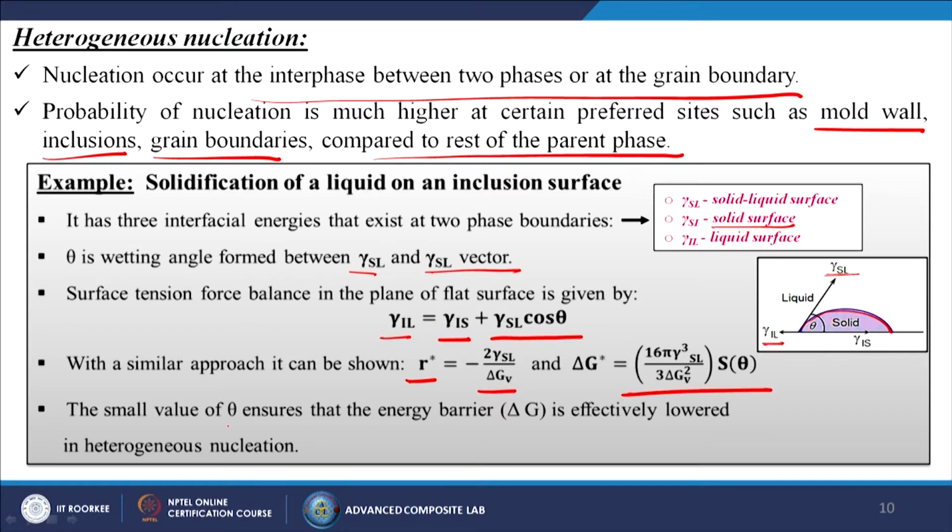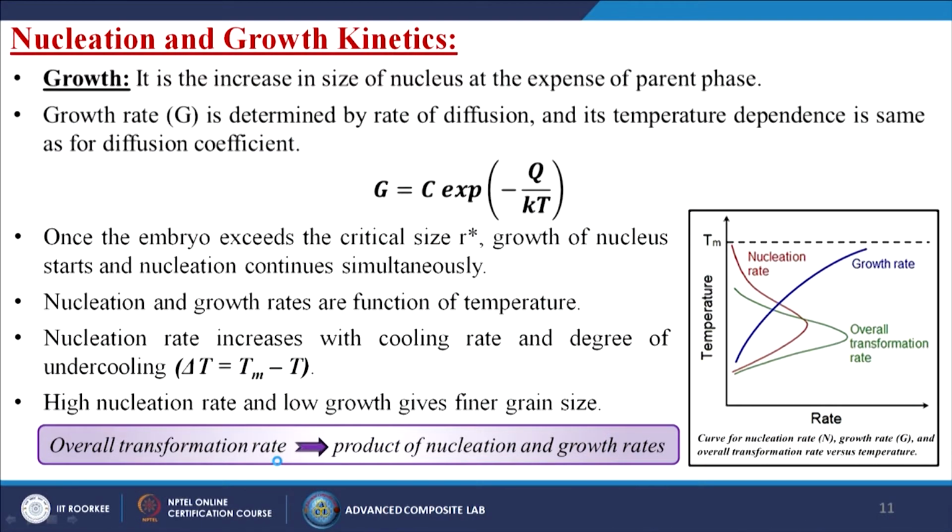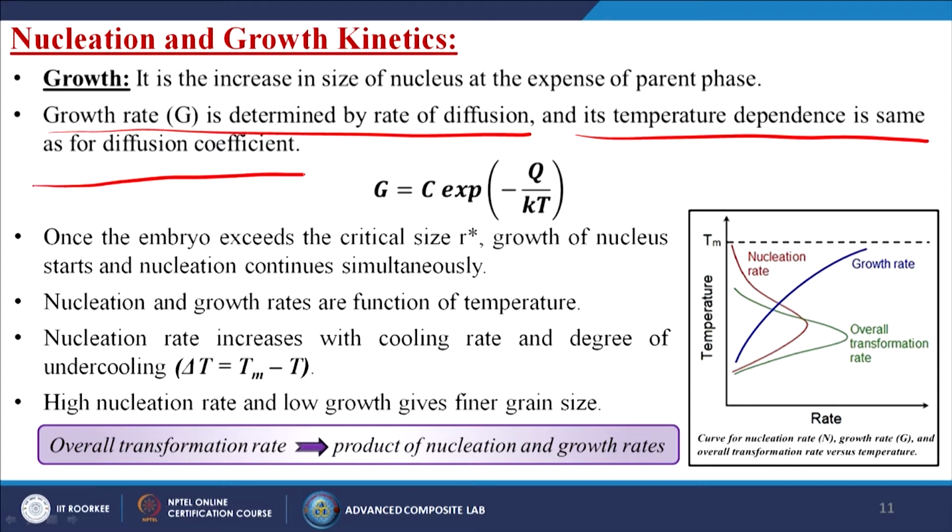So, the small value of theta ensures that the energy barrier delta G is effectively lowered in heterogeneous nucleation. Now, nucleation and the growth kinetics. Growth is the increase in size of the nucleus at the expense of the parent phase. Growth rate G is determined by the rate of diffusion, and its temperature dependence is the same as for the diffusion coefficient. So, G is equal to C exponential of minus Q by kT.